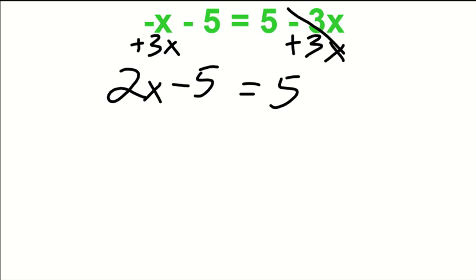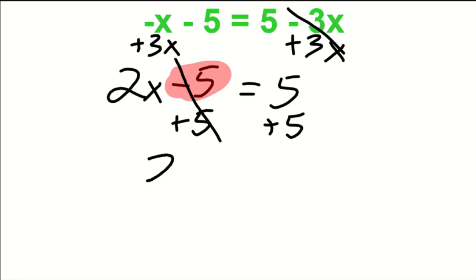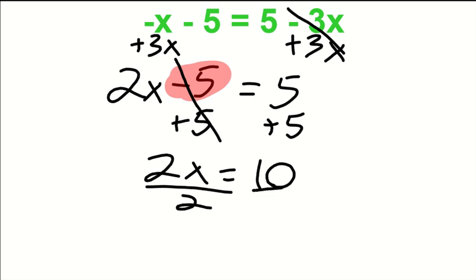After I move the variable, we solve by doing the opposite. When we solve, we're getting rid of our addition and subtraction before we do the multiplication and division. So I've got to move this minus 5. We move it by doing the opposite. Opposite of minus 5 is plus 5, and we do it to both sides. So it cancels here. 5 plus 5 gives me 10. Now I get rid of that multiplication by dividing. 10 divided by 2 means x equals 5.